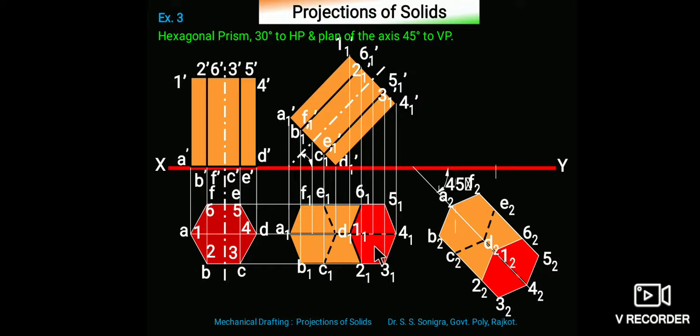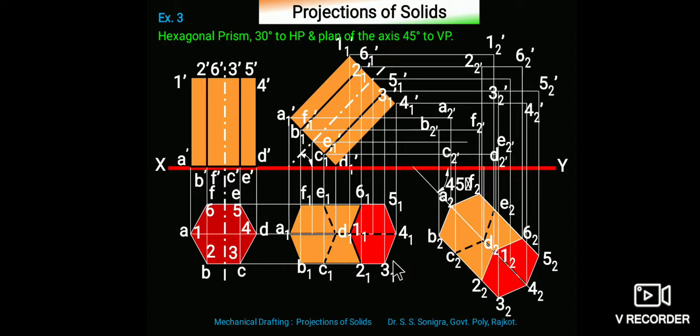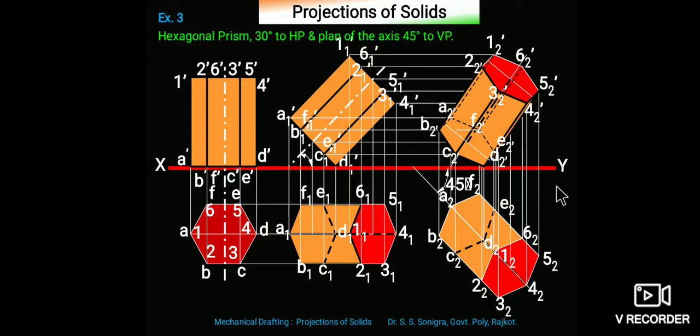Then 45 degrees to VP. So redraw this top view at an angle of 45 degrees and take projections. Obviously it's a very simple problem. So this is the top view and this is the front view of this problem. I hope it's clear to you.